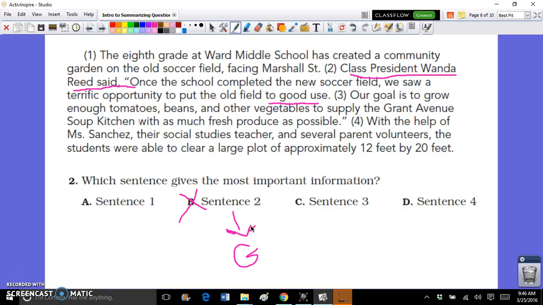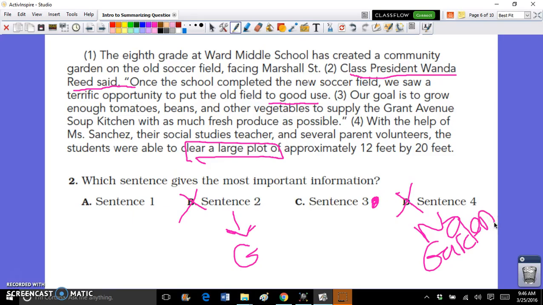All right, sentence 3. Our goal is to grow enough tomatoes, beans, and other vegetables to supply the Grant Avenue food kitchen with as much fresh produce as possible. This is very tempting. Sentence 4. They were helped. No, I'm going to eliminate this for the same reason I eliminated it in central idea. This just shows people helping them, but it doesn't mention anything here. Just mentions a large plot of land. Doesn't mention that it's a garden. And sentence 1, obviously, it mentions 8th graders and it mentions a community garden. So that's actually two really big ideas from my central idea.